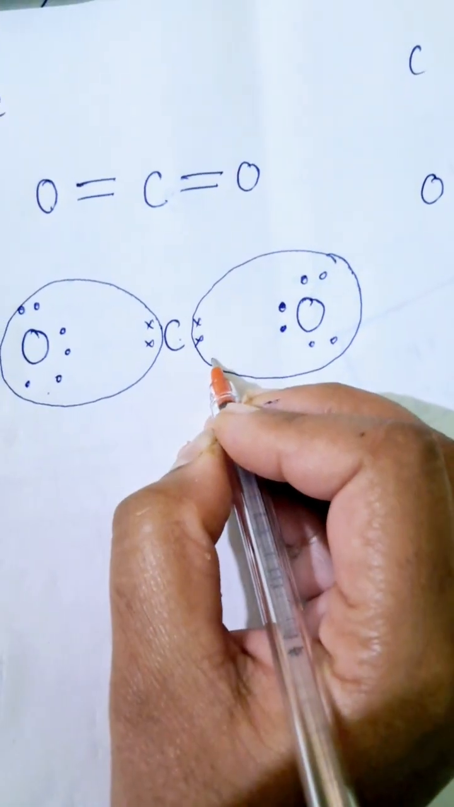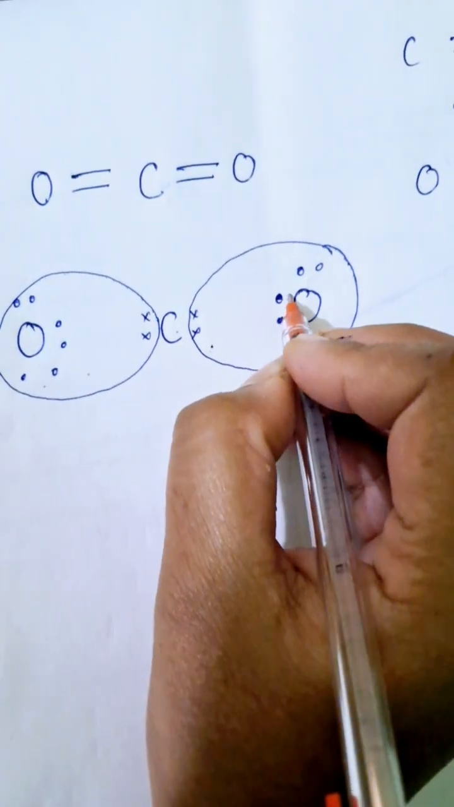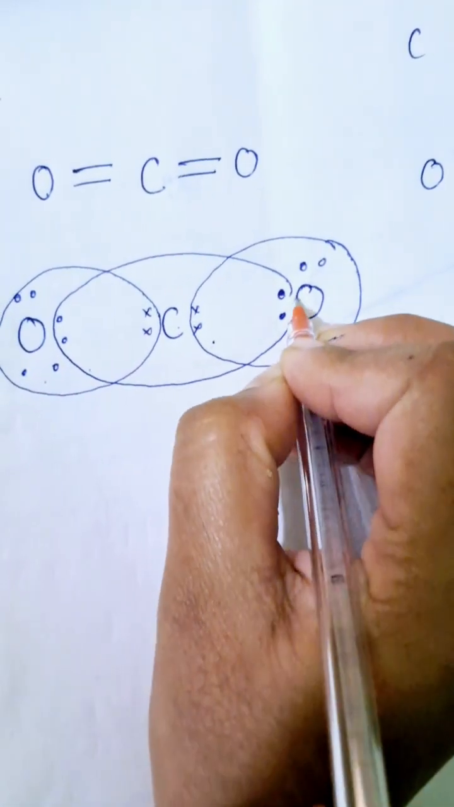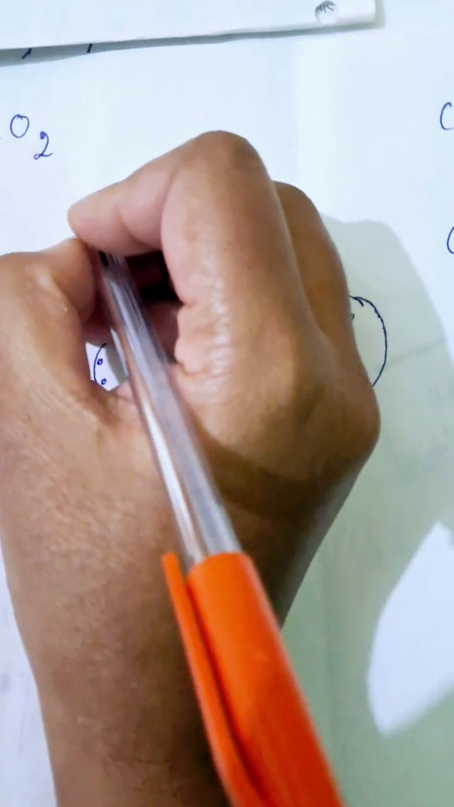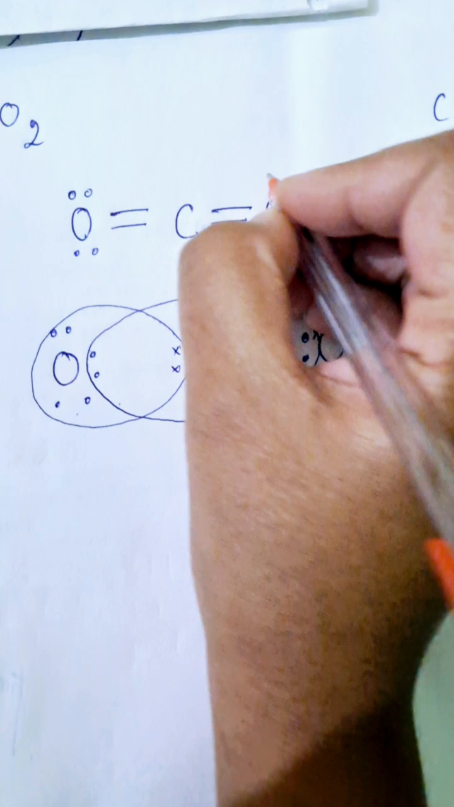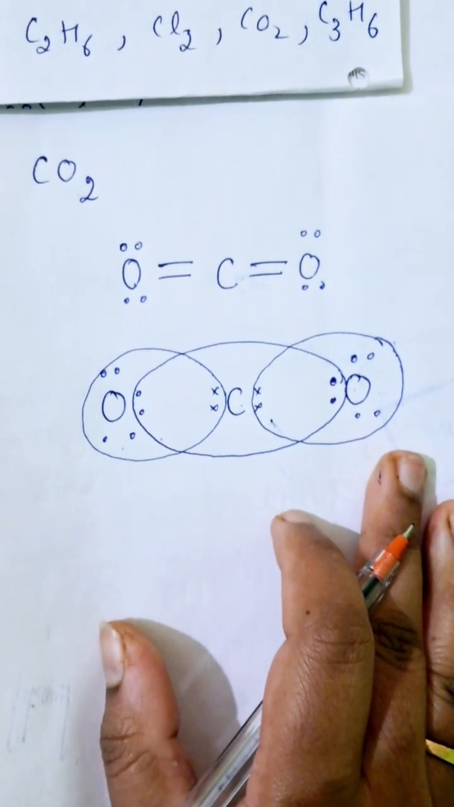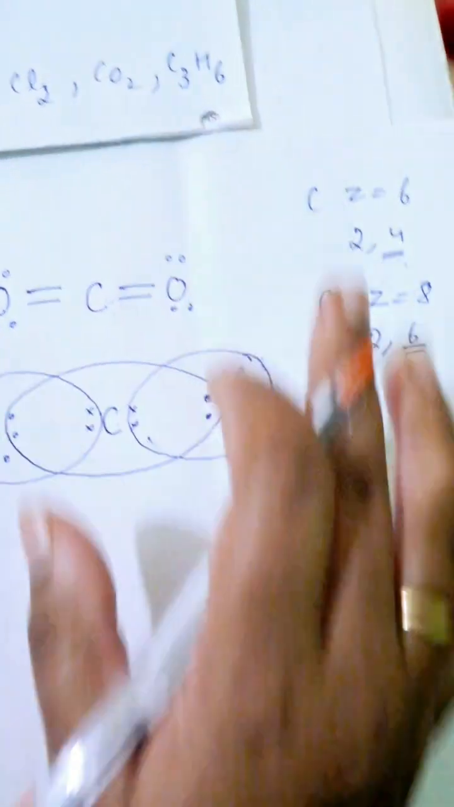Now we have to satisfy even carbon. Carbon is having 4. It requires 4 more. So the bond will be formed like this. Is that clear? So now here they have 2 lone pairs of electrons on the oxygen atom. So this is the dot structure for CO2. So now let's see the last one, the dot structure of C3H6.